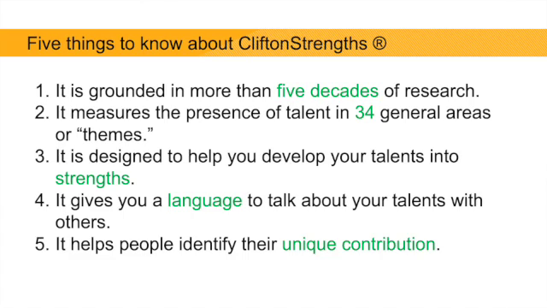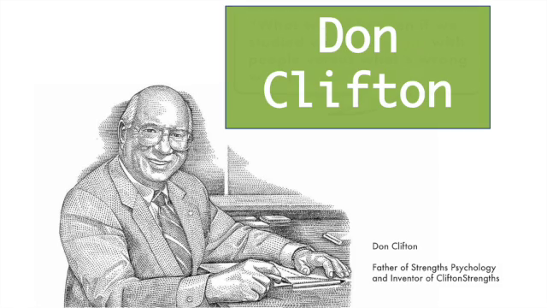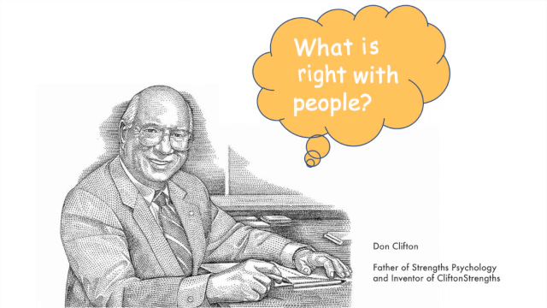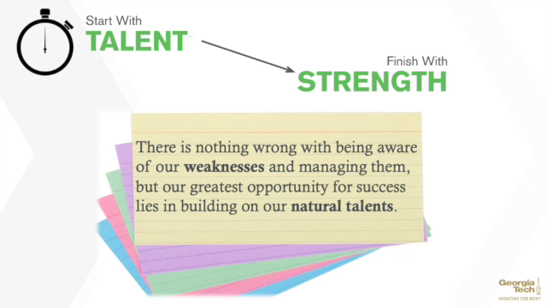It all started with Don Clifton, who asked this kind of weird question. What would happen if we studied what was right with people versus what's wrong with people? And my having positivity in my top 5, I love this question. It was a very weird question to ask 50 years ago because everyone was trying to fix what was wrong with everyone. Looking at what is right with people really helps us become excellent. The next activity helps us explore this idea.